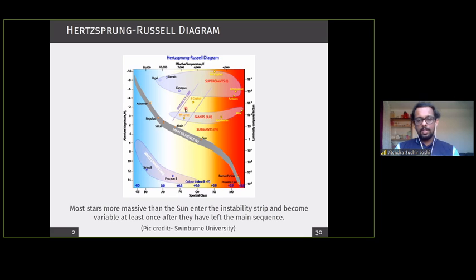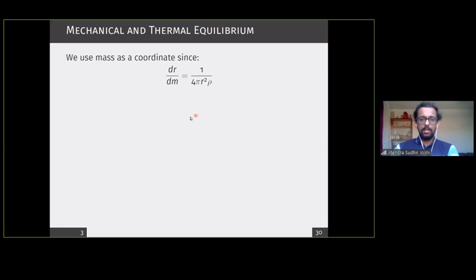So as I said, most of the variable stars are found in this instability strip, and we'll see why it's called an instability strip and why we see pulsating stars in this region only. First, when we have a star, we see that the star doesn't evolve over human time scales, at least. If you look at the sun for the past 5 to 10 centuries, it's still the same. It has not changed much. That means there are some equilibrium processes happening inside.